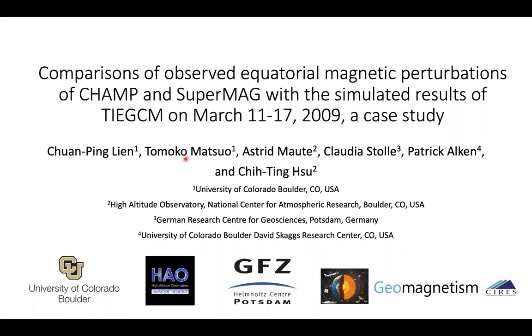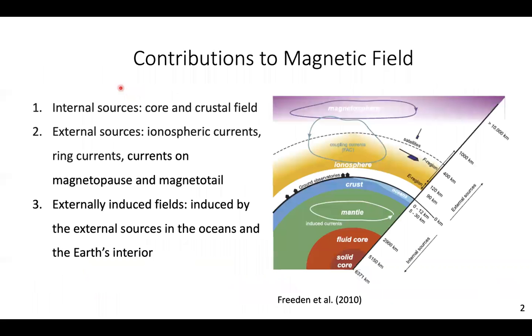First, I want to thank all the courses for providing modeling data, and also thank the CHAMP and Swarm teams for providing the data. Today, I'm going to talk about the comparison of observed equatorial magnetic perturbation of CHAMP and Swarm with the simulated result of the TIE-GCM on March 11 to 17, 2009, a case study.